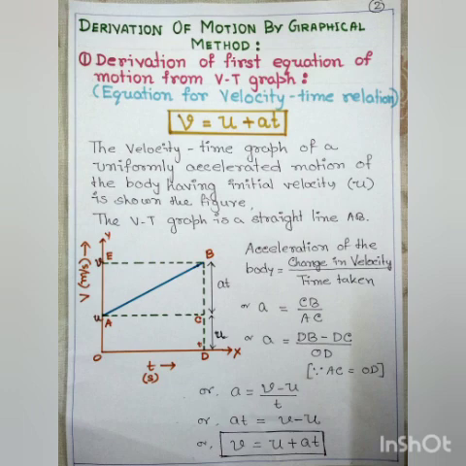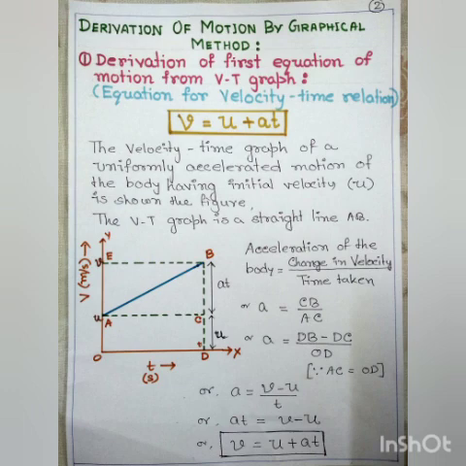To derive this, here we have considered the velocity time graph of a uniformly accelerated motion of a body having initial velocity U and final velocity V, and it is shown in the figure here. Now here the VT graph is a straight line AB, and we will calculate the acceleration of the body. Now acceleration of the body is change in velocity over time taken for the change.